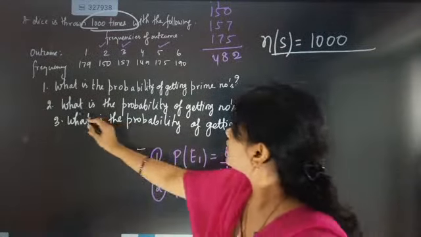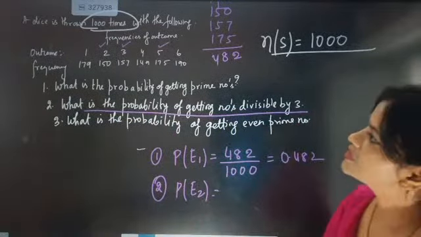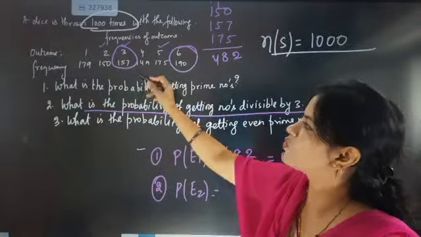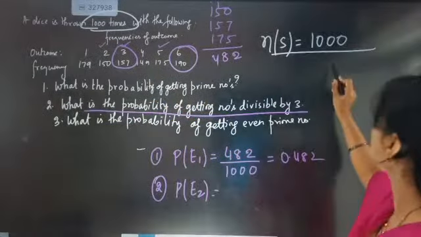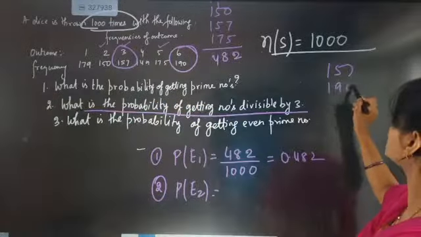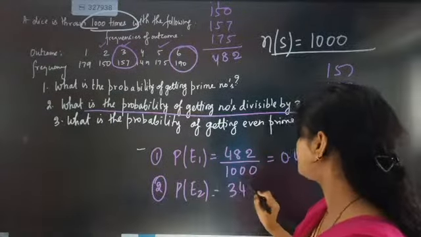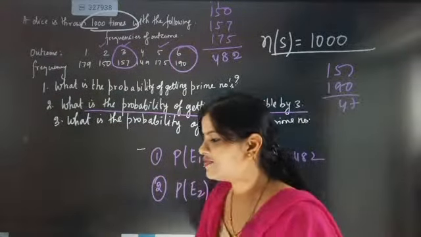Now second one, what is the probability of getting numbers divisible by 3? So 3 can divide 3 and 3 can divide 6. So 157 plus 190, that is 347. So second one will come, probability of getting number divisible by 3.